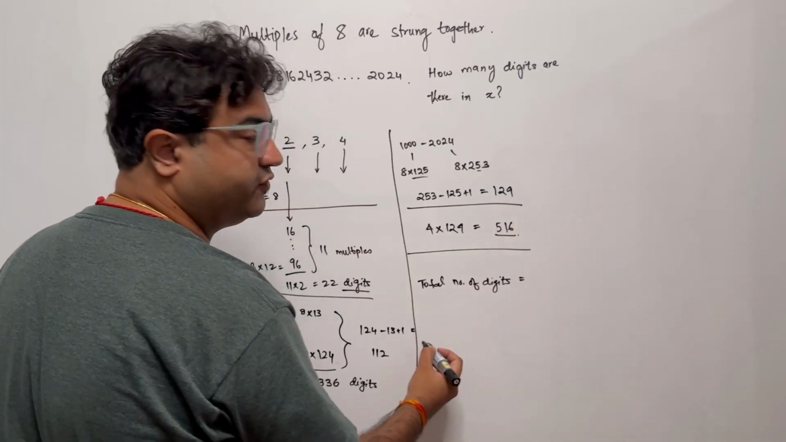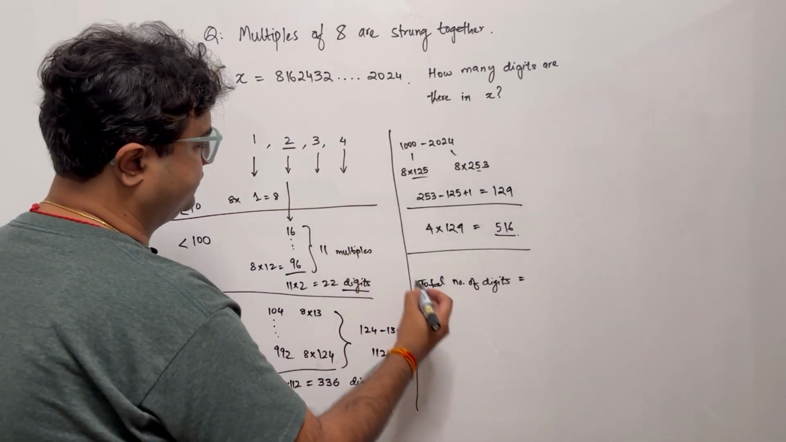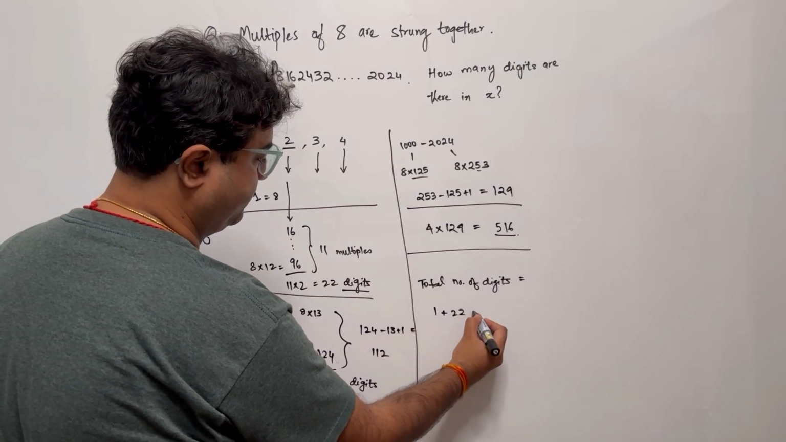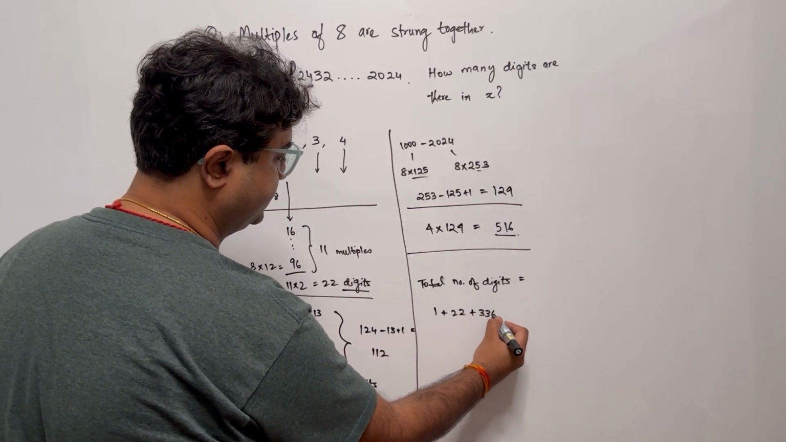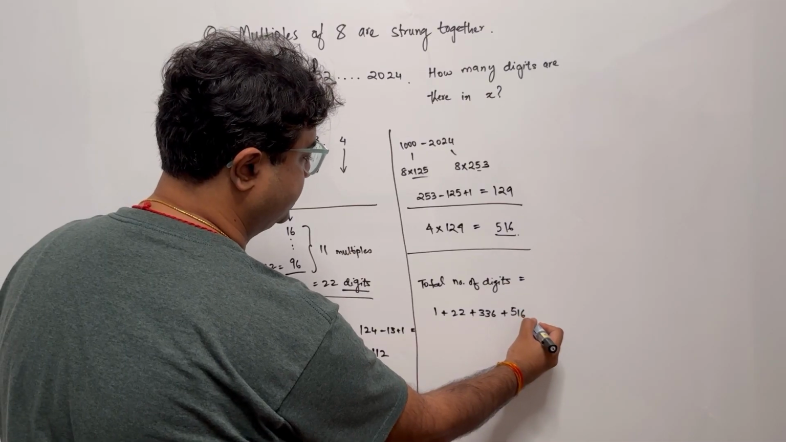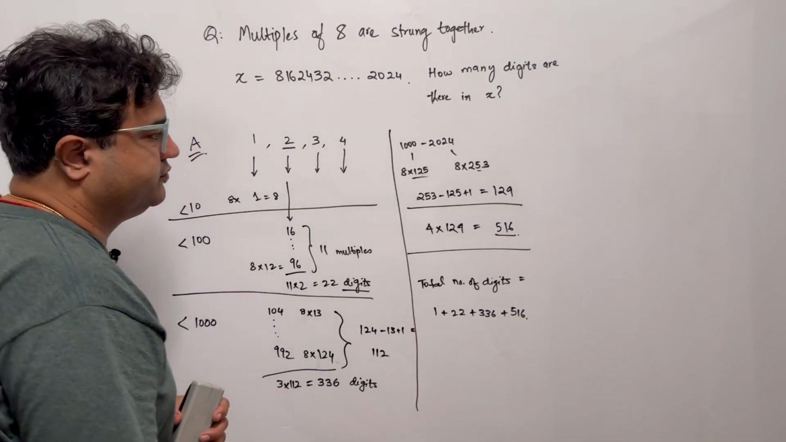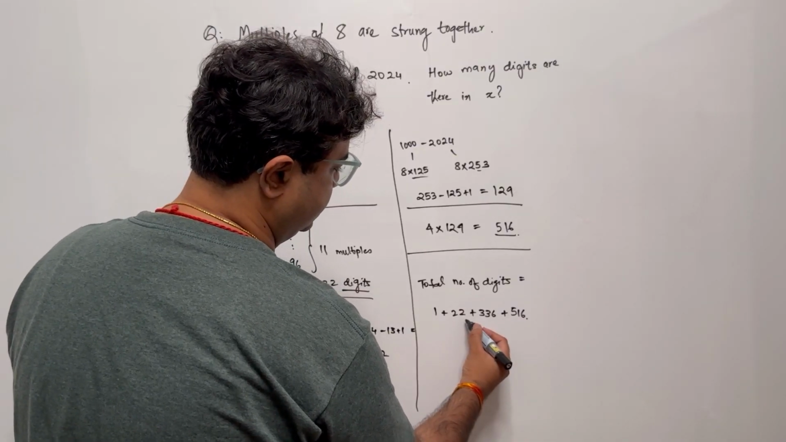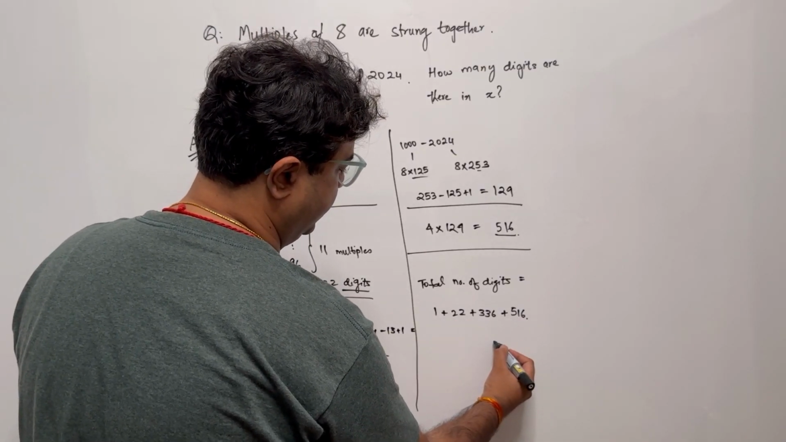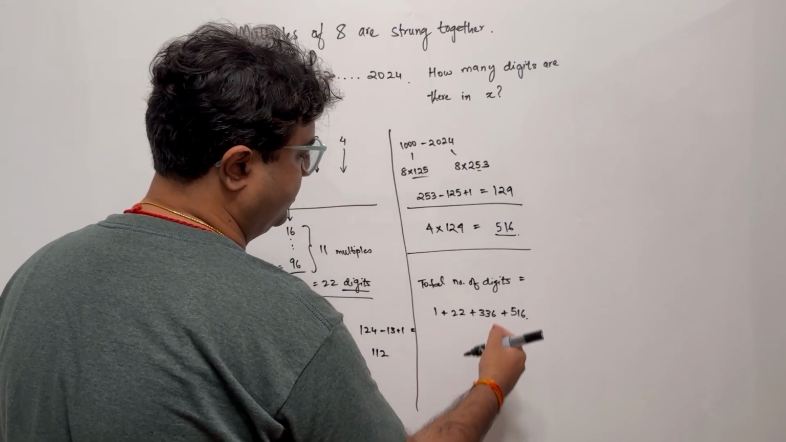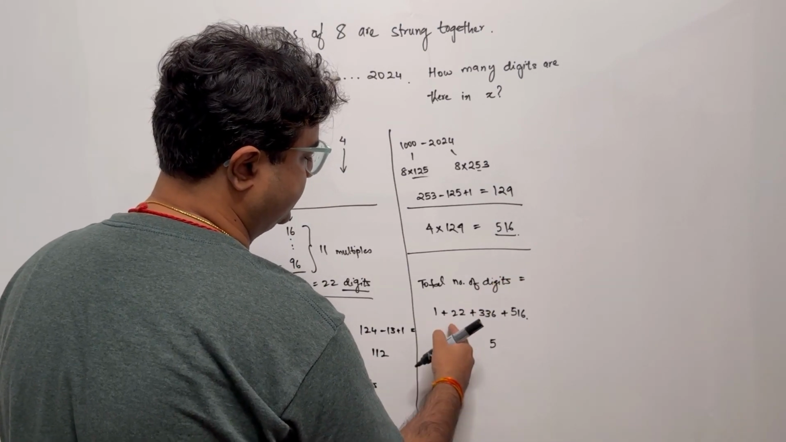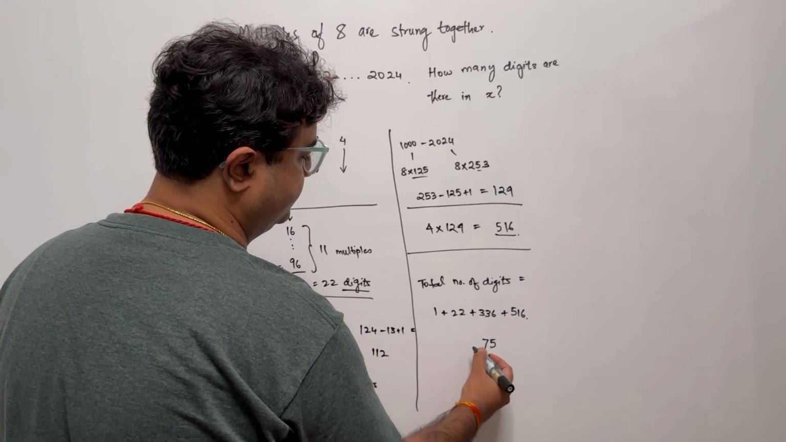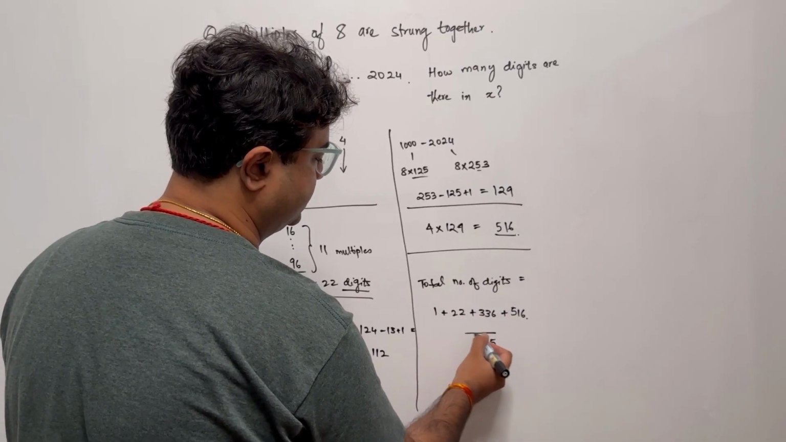Okay, so then the total number of digits is the sum of all these 4. So 1 plus 22 plus 336 plus 516. So 516 plus 336 is 852, and 22 and 1 will make it 875. So this is the final answer.